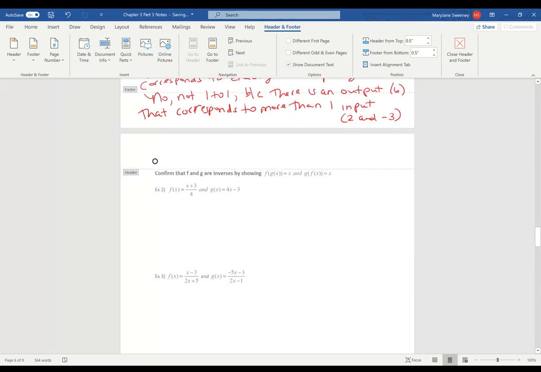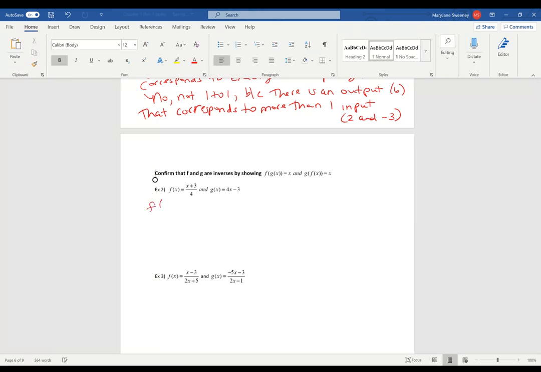Okay, it says confirm that f and g are inverses by showing f of g of x equals x and g of f of x equals x. So a lot of times they'll say show, confirm, prove. So you have to do f of g of x. So put the g of x into the f of x wherever you see an x.